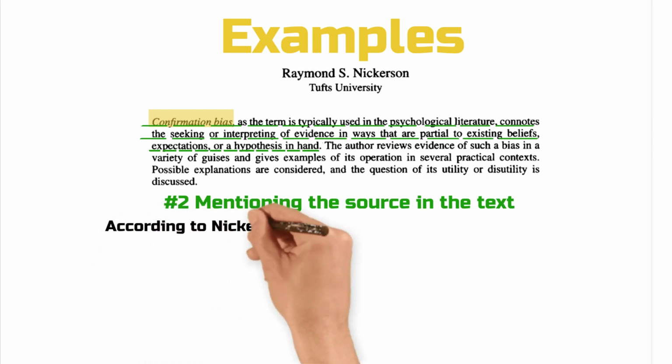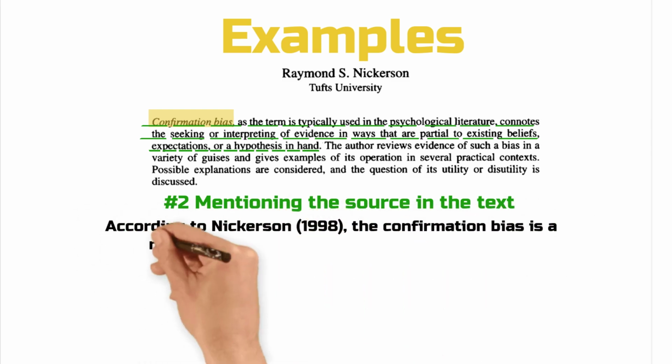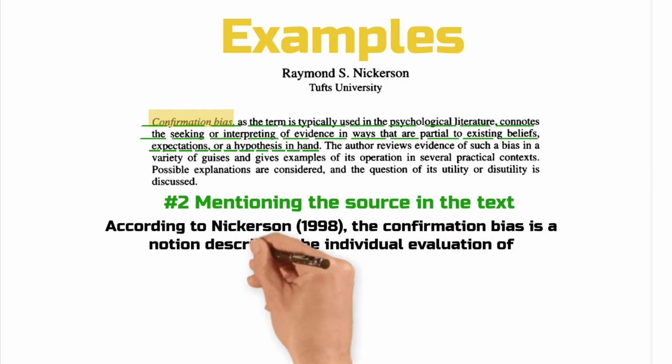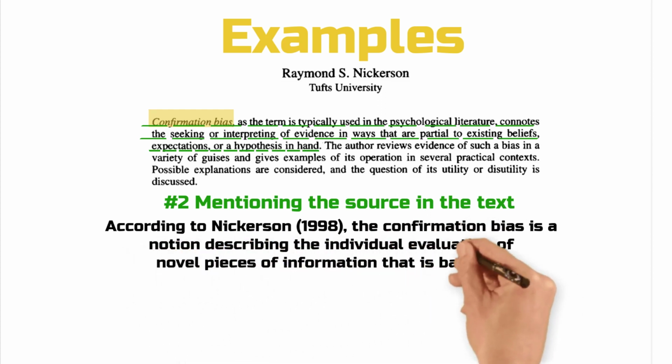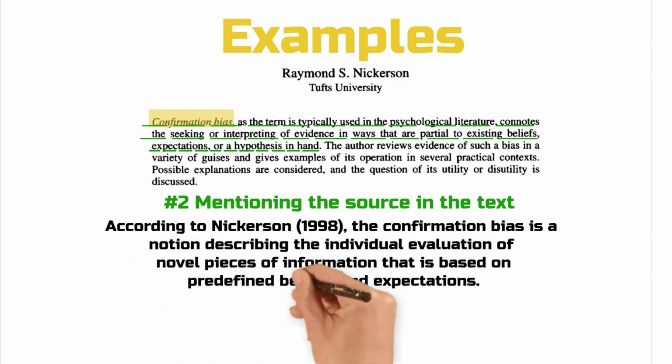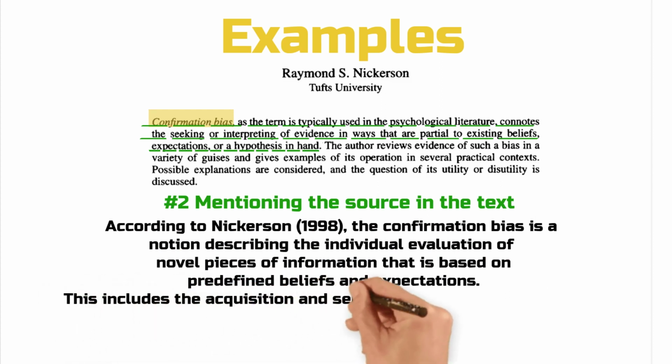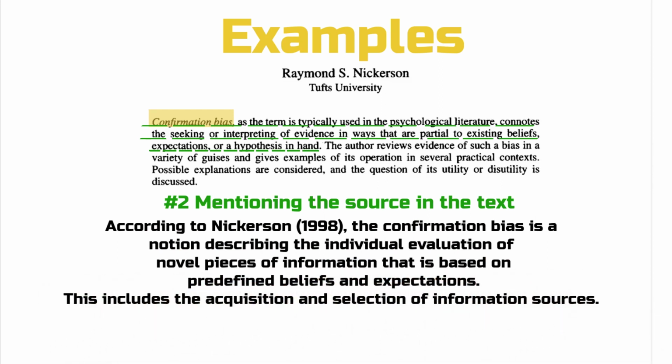According to Nickerson, the confirmation bias is a notion describing the individual evaluation of novel pieces of information that is based on predefined beliefs and expectations, and so on. However, this style of writing is also called an author-centric way of writing.